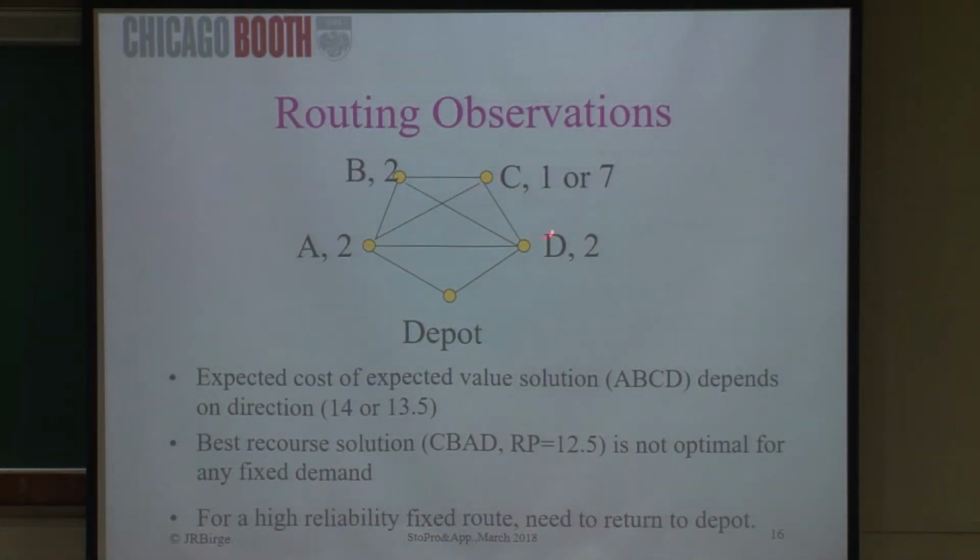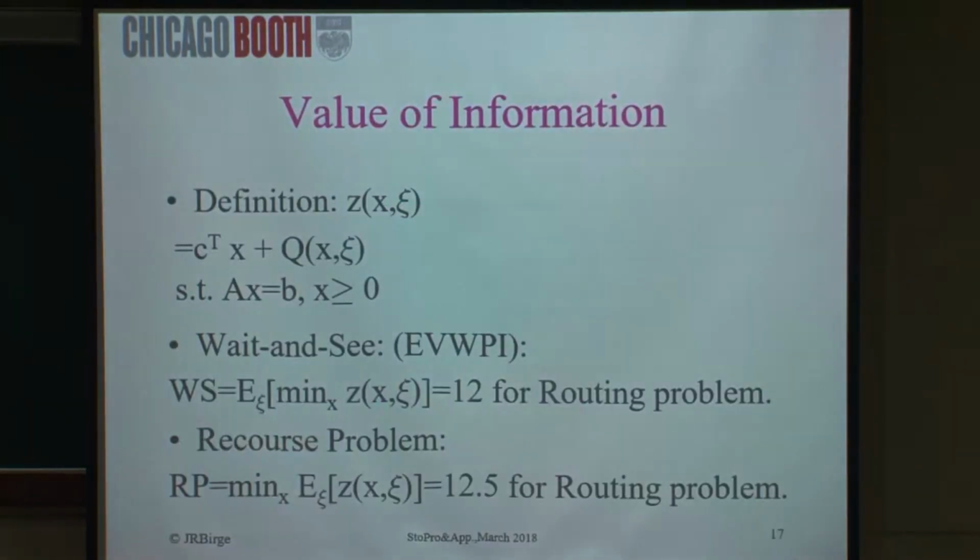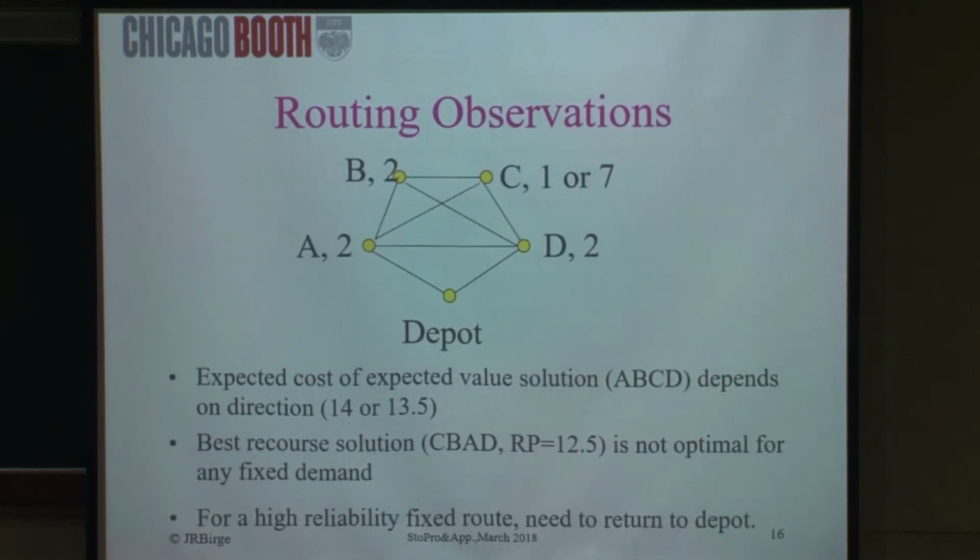distant gasoline station as well, and then go back to the depot. So that means that the recourse solution has an expected cost of 12 and a half.